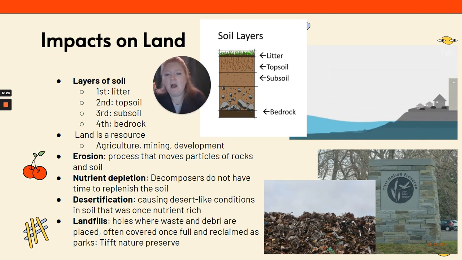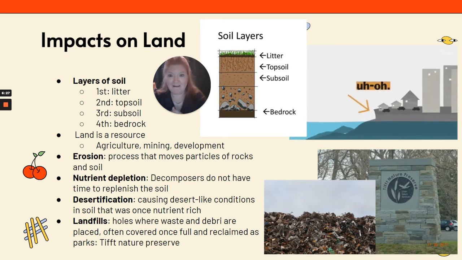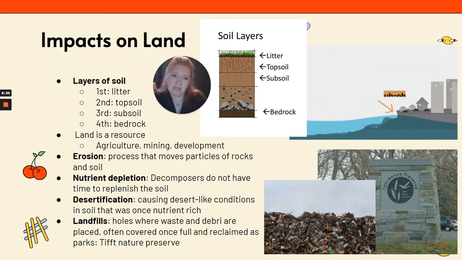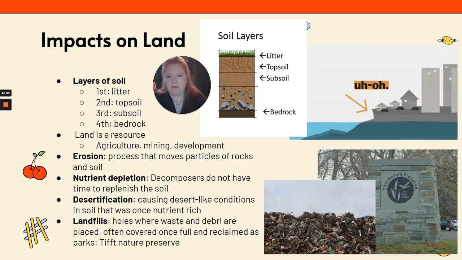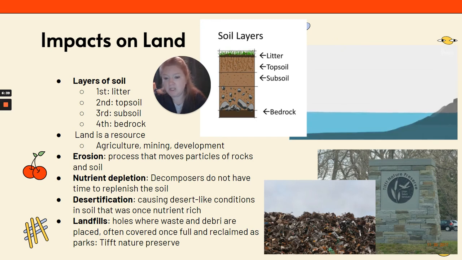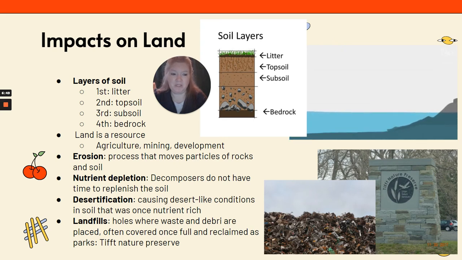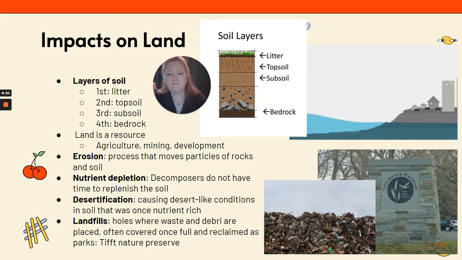Nutrient depletion. That means the decomposers, remember, their job is to recycle. But if we don't give them enough time to recycle, the soil gets depleted of nutrients and then it's unable to grow crops. Desertification is causing desert-like conditions in soil that was once nutrient-rich. It's like from over-farming, and not giving time for those nutrients to replenish.